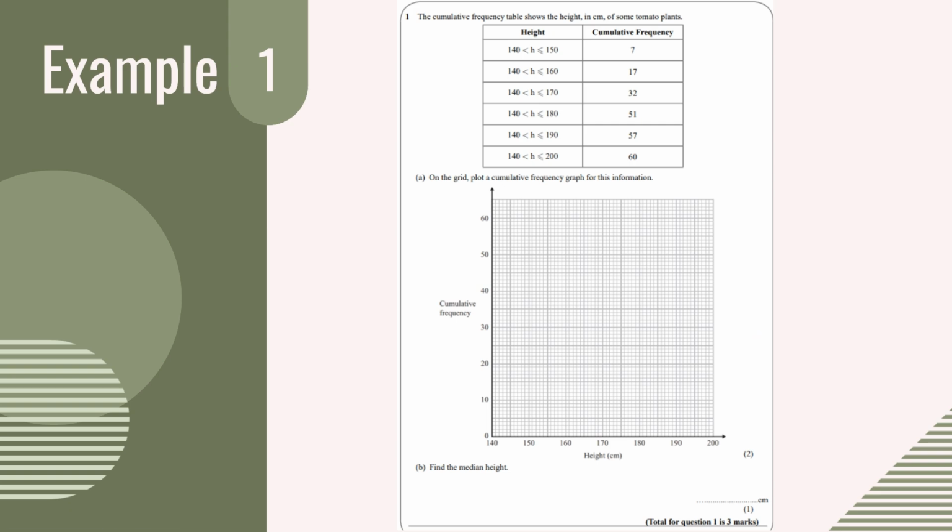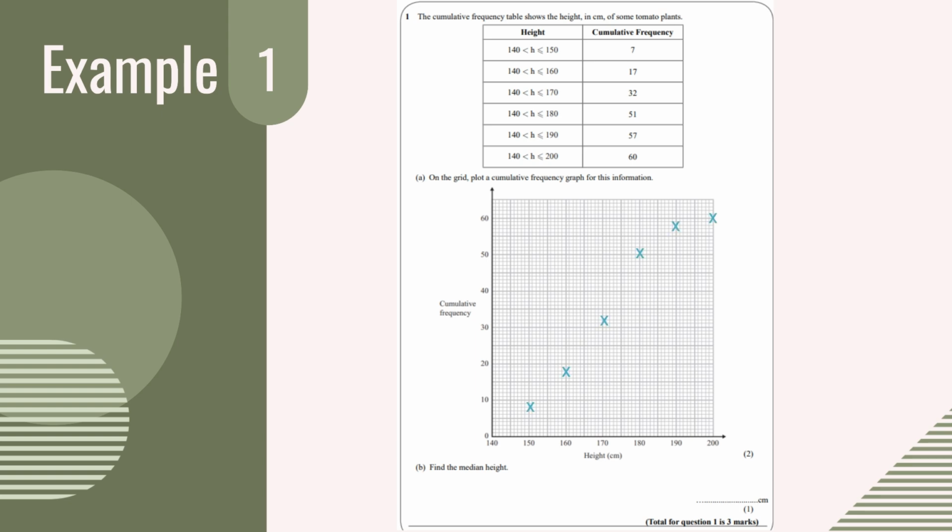So, in our first question, the cumulative frequency table shows the height in centimeters of some tomato plants. On the grid, plot a cumulative frequency graph for this information. Now, as you can see, with our heights, we do not have normal modal classes where we go 140 to 150, 150 to 160, because it's already been given in the cumulative frequency form. So here we simply use the numbers given to us and we plot it onto the graph.